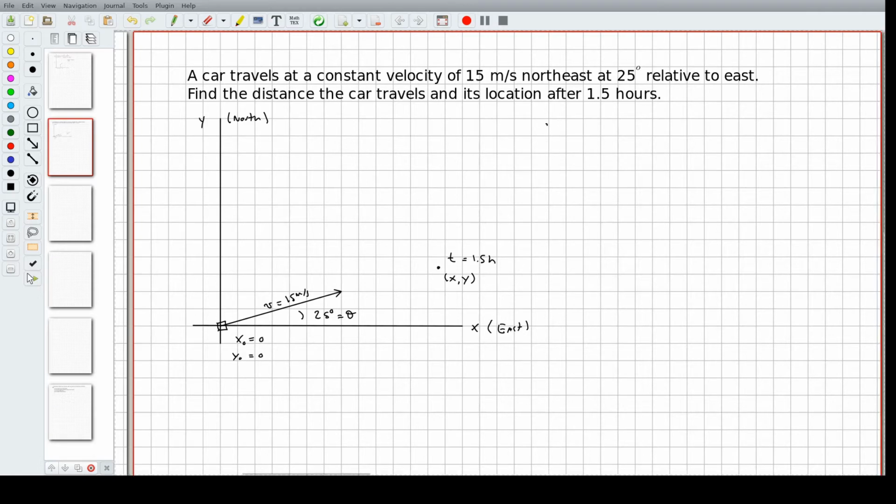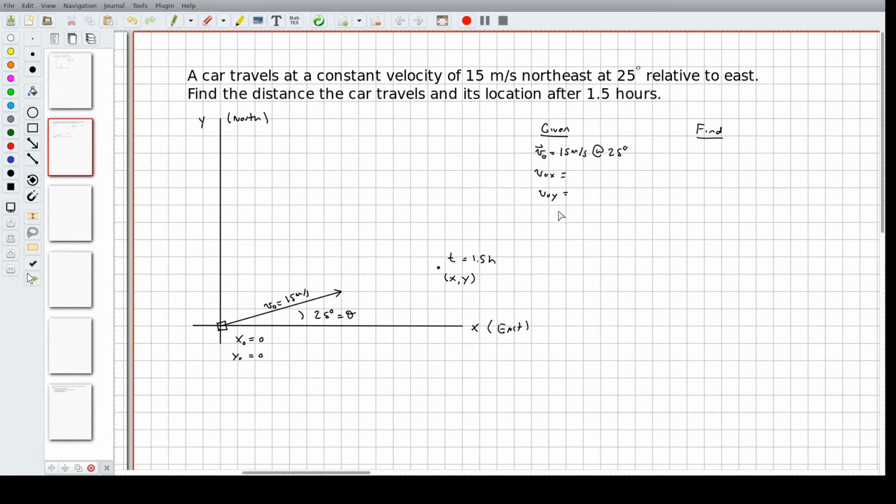So let's go over here and write out our givens and what we're trying to find. What are we given? Well, the velocity of our car initially, and I'm going to put a knot there to show that it's initial, is 15 meters per second, and it makes an angle of 25 degrees above east, or the x-axis. We're going to need to break this velocity into pieces. There will be an x part and there will be a y part, but we'll find those here in a little bit.